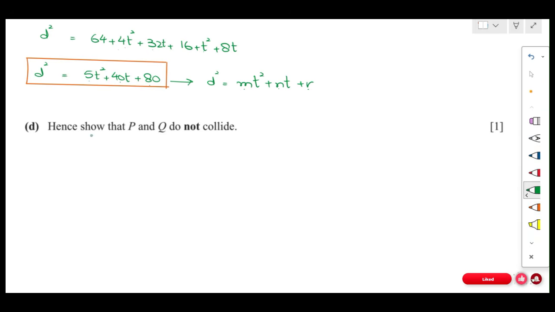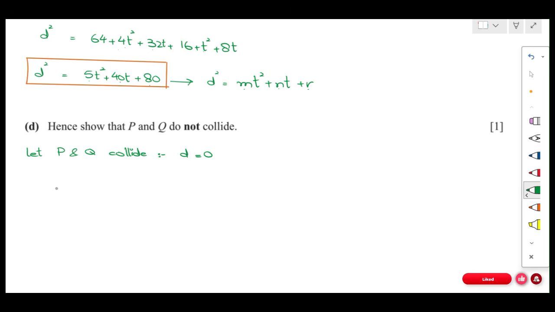Now for part D, hence show that P and Q do not collide. It's a 1 mark question, so you have to give a correct argument that the particles P and Q do not collide. So we can say let P and Q collide. So when P and Q collide, this implies their distance should be equal to 0. When the two particles collide, it means their distance is 0, right?